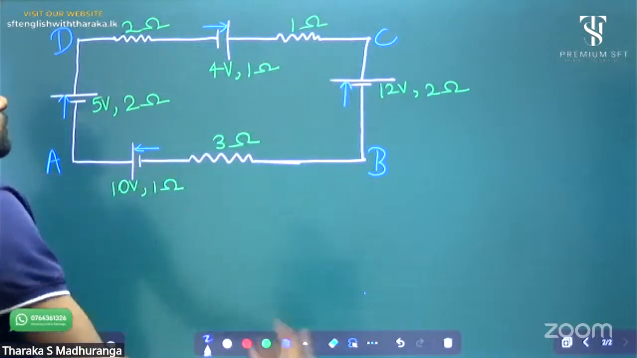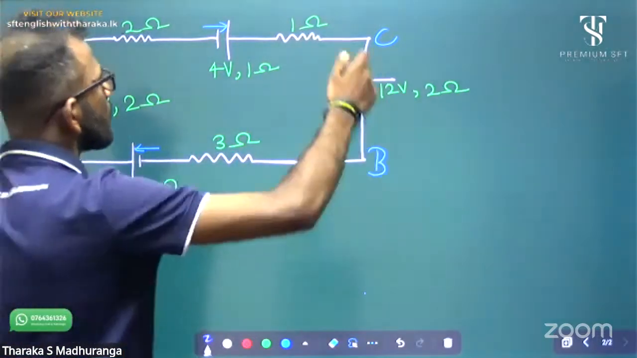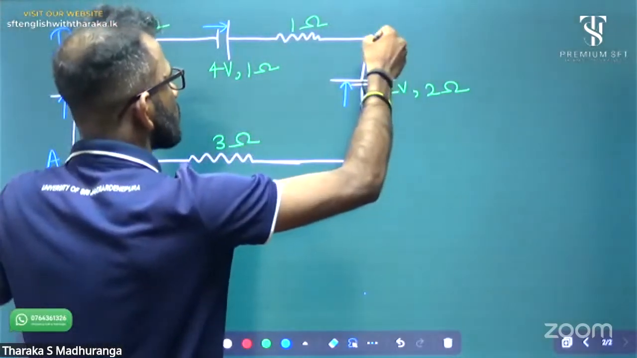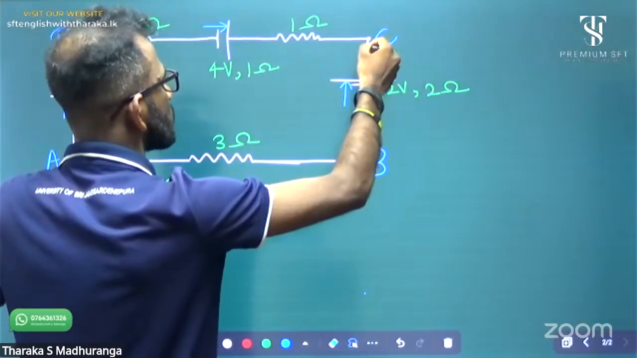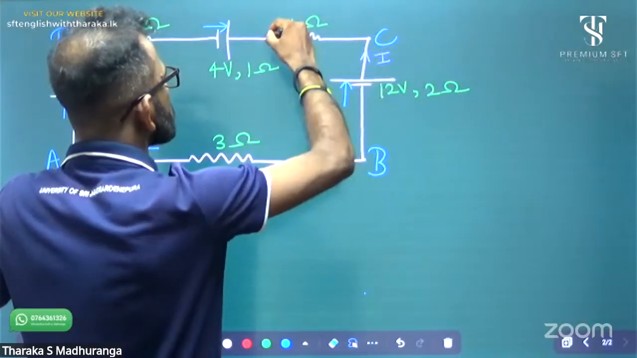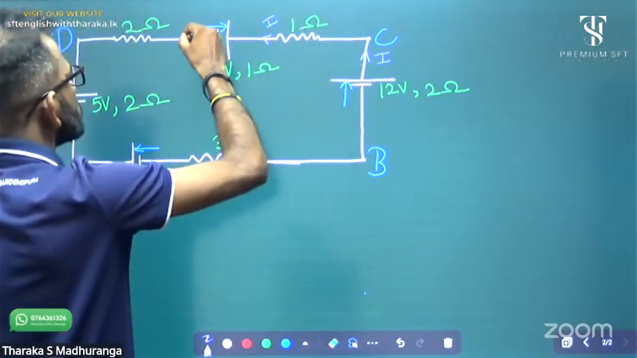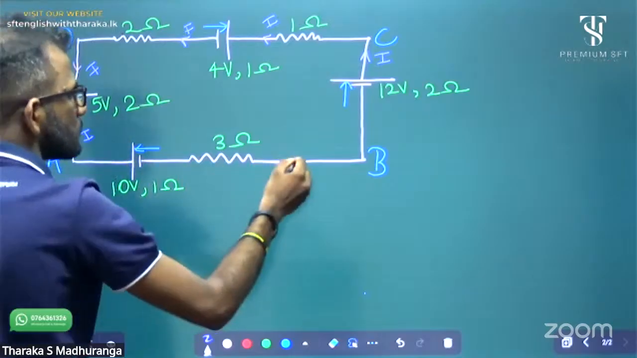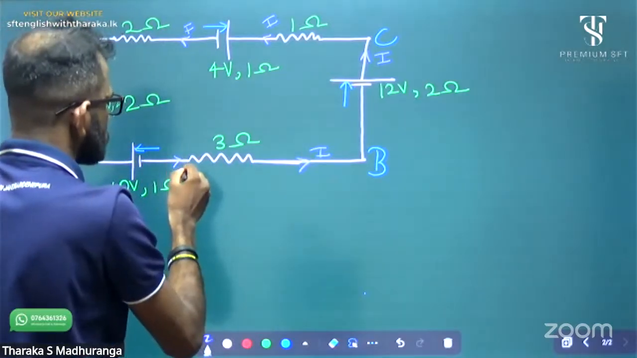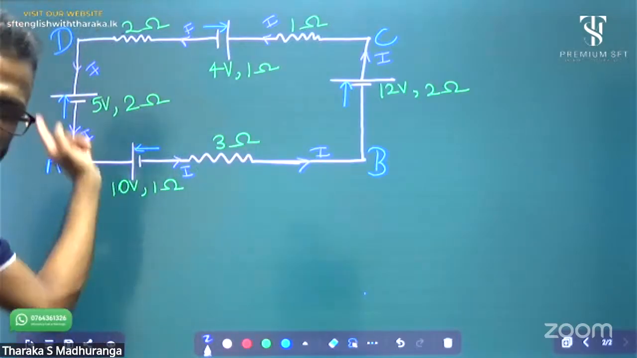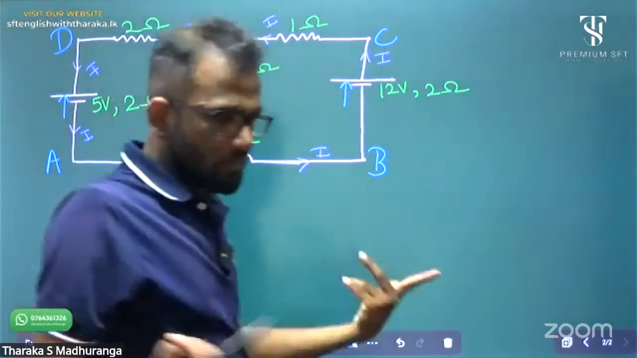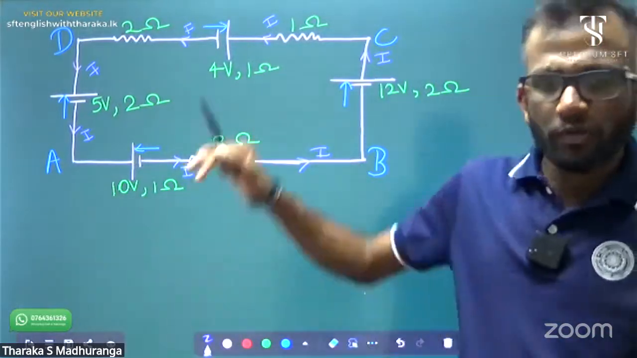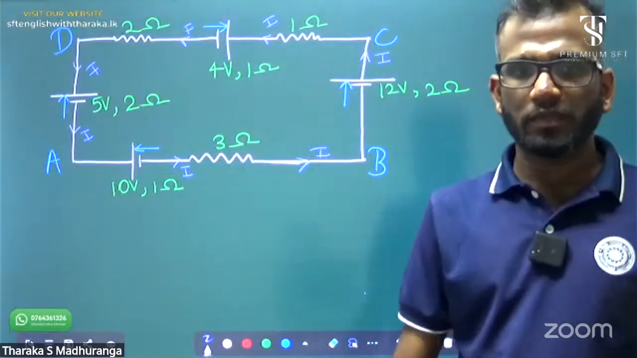That's up to you. I think the current is flowing in this direction, starting from this 12-volt battery. This is the current I. Okay, this is my current direction. I chose one direction. If you want, you can choose the other direction. No problem, no issue.